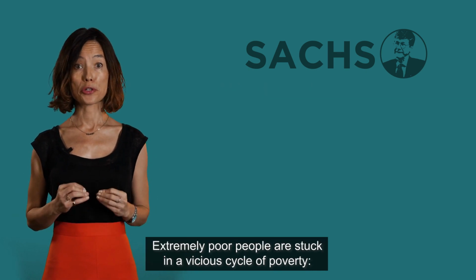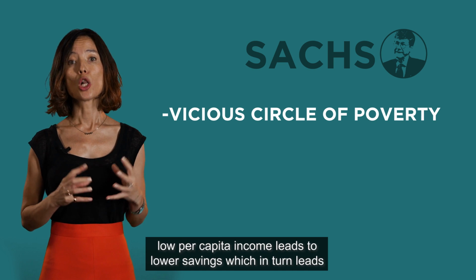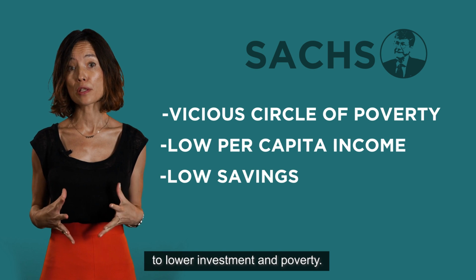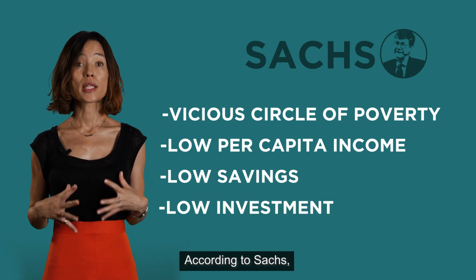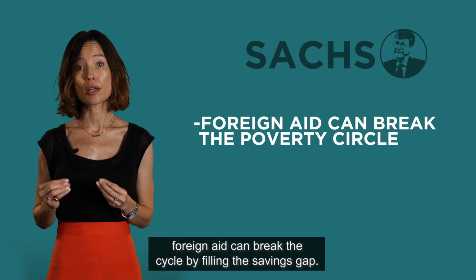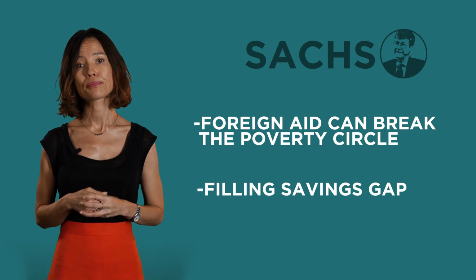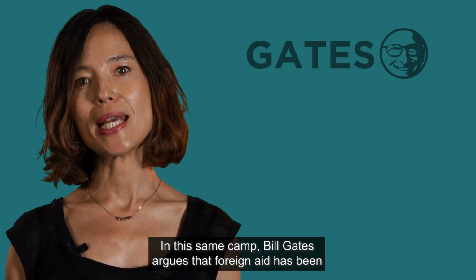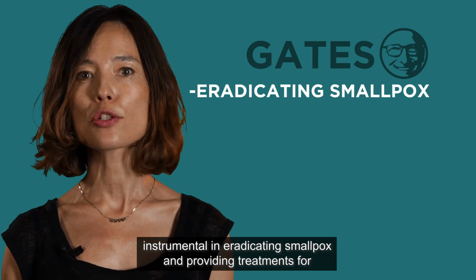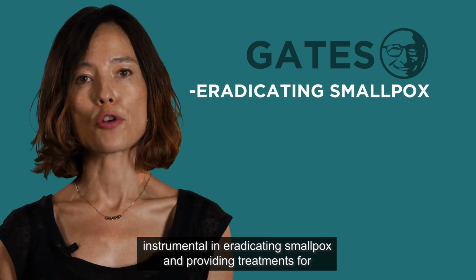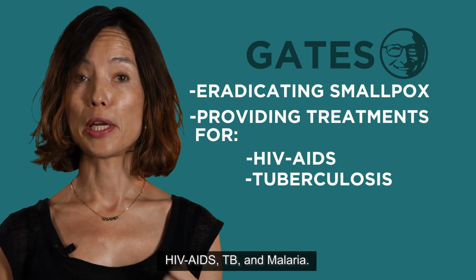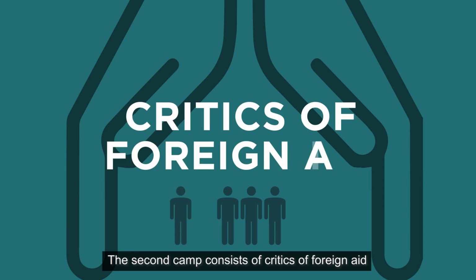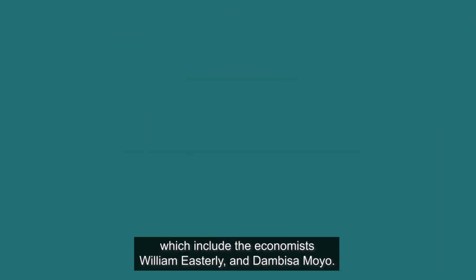Extremely poor people are stuck in a vicious cycle of poverty. Low per capita income leads to lower savings, which in turn leads to lower investment and persistent poverty. According to Sachs, foreign aid can break the cycle by filling the savings gap. In the same camp, Bill Gates argues that foreign aid has been instrumental in eradicating smallpox and providing treatments for HIV/AIDS, tuberculosis, and malaria.